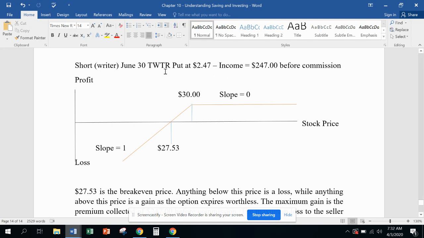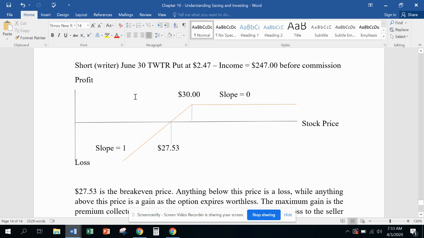Okay. So on this side of things, we're going to take in the income, $247. Now I'm going to hold on to that income. And if Twitter stays above 30, we just get to keep it. But if Twitter dips below it, we're going to have to buy those shares, and we're going to use some of that option premium, the 247, to acquire the 100 shares at $30. So this lowers our buying cost structure, and it really makes us willing to buy Twitter at 27.53.